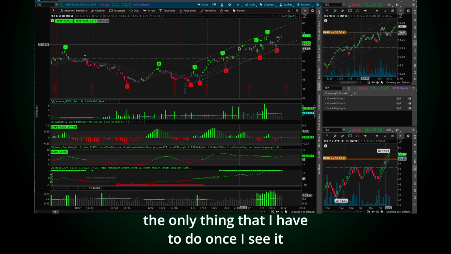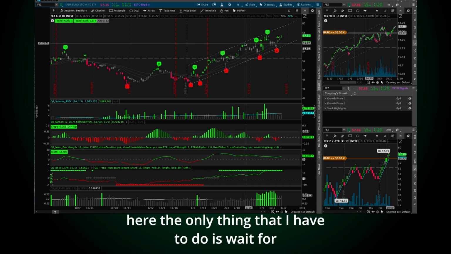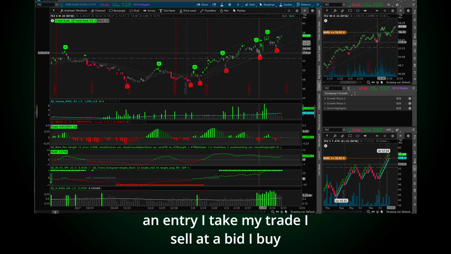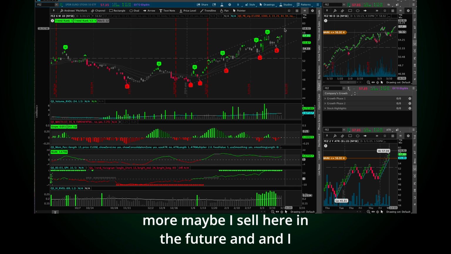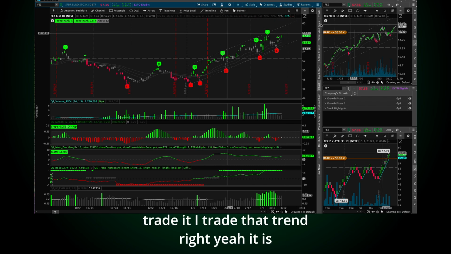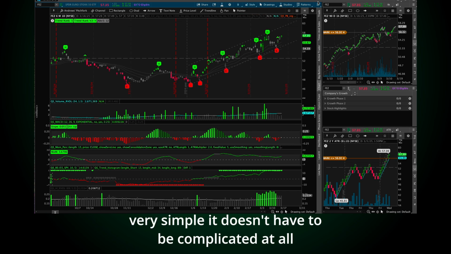The only thing that I have to do, once I see it here, is wait for an entry. I take my trade, I sell a little bit, I buy more, maybe I sell here in the future, and I trade it. I trade that trend, right? Yeah, it's very simple. It doesn't have to be complicated at all.